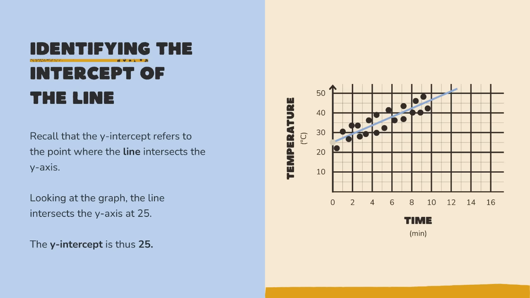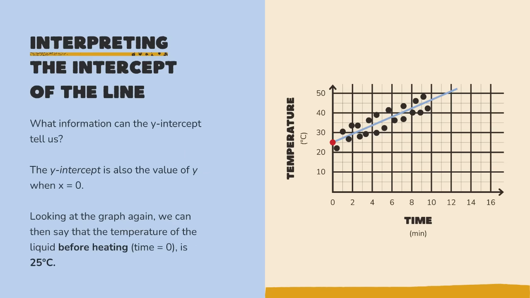Let's look closely. The y-intercept is where the line meets the y-axis, and in this case, it's 25. This value represents the temperature of the liquid before heating began, essentially the starting condition of our experiment. The y-intercept isn't just a number, it tells a story. For this graph, it means that at time 0, the temperature was 25 degrees Celsius. This insight is crucial for understanding initial conditions in various scenarios.